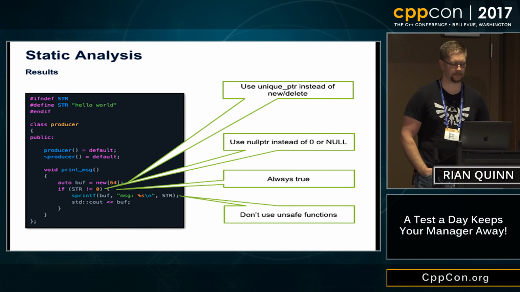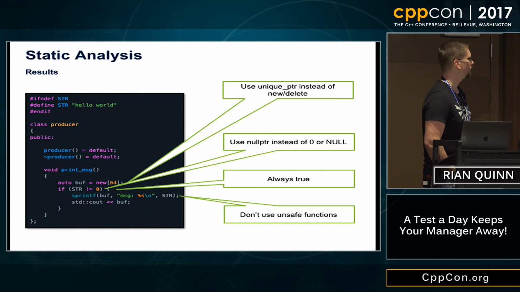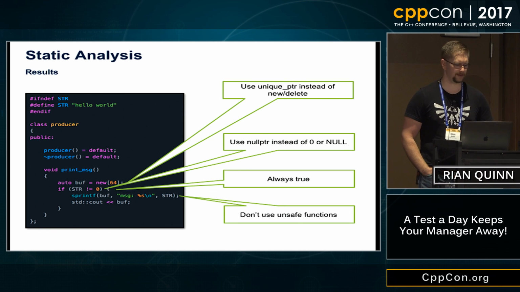If you're trying to comply to those guidelines, you're not allowed to use new and delete manually. Another one that it'll find is you should be using nullptr instead of 0 or NULL. And that's a clang-tidy modernization check. It's also going to notice that that if statement is always true. Reason being is that right now, since we're not recompiling this program with a different string, hello world is a const char star that always points to something. Therefore, it is never null in this example.